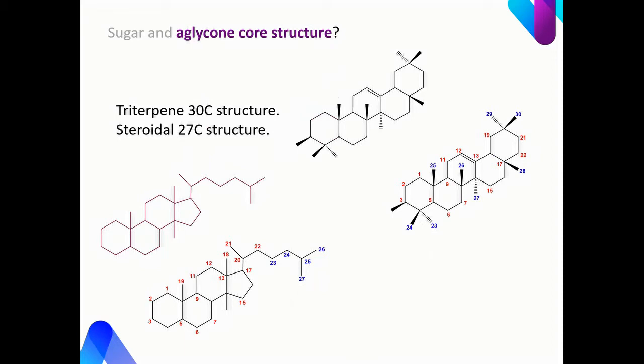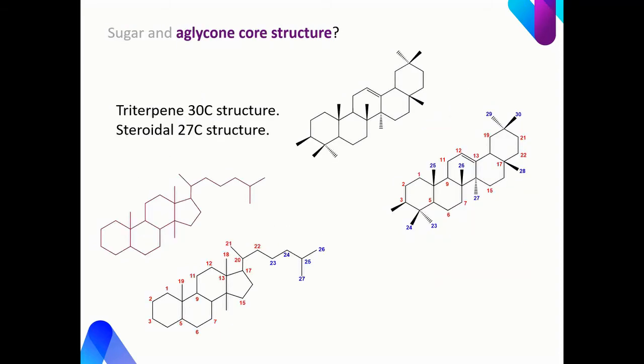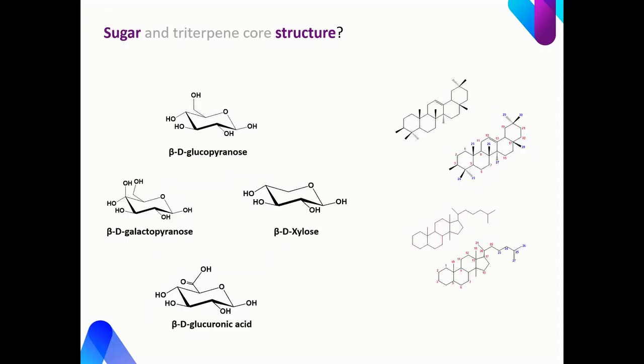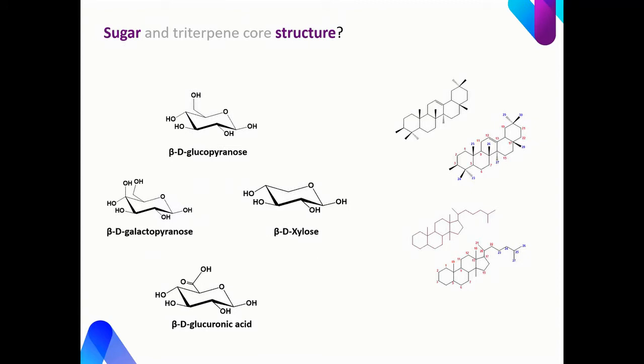Saponins are a class of amphiphilic glycoconjugates and include two general parts, a triterpenoid or steroidal backbone and a sugar moiety. The sugar moiety is mostly composed of glucose, xylose, galactose, glucuronic acid, and sometimes rhamnose.